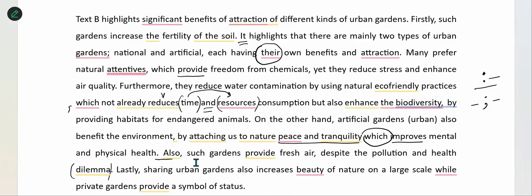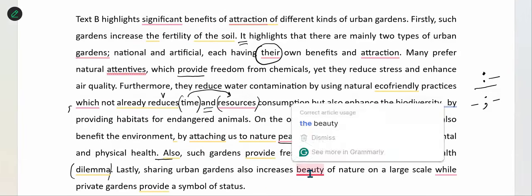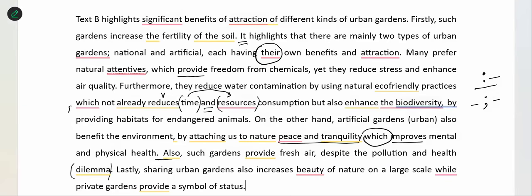Lastly, sharing urban gardens also increases the beauty of nature. It should be the beauty of nature on a large scale, while private gardens provide a symbol of status. They become a symbol of. So you can see that I didn't talk much about the content first. First of all, I talked about the grammar mistakes. Grammar mistakes are penalized differently, and structure is penalized differently.